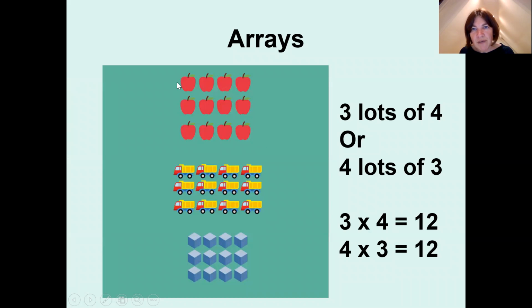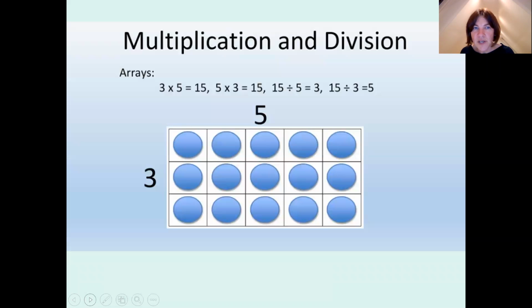So here we've got 3 lots of 4. We've got 3 lots of 4 going across, or we could say we've got 4 lots of 3. And from this array, they can have 2 multiplication facts, 3 times 4, or 4 times 3 is 12. So in year 2, they need to know their 2 times, their 5 times, and their 10 times table. And actually, some of the more able children will move on to counting in 3s and 4s, but the 2s, the 5s, and the 10s are the crucial ones.